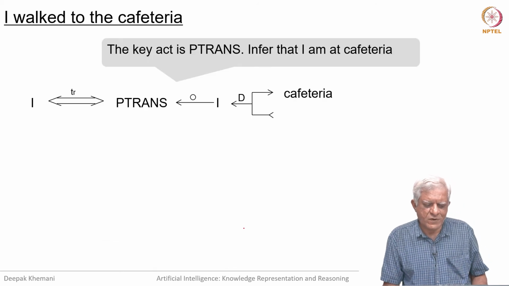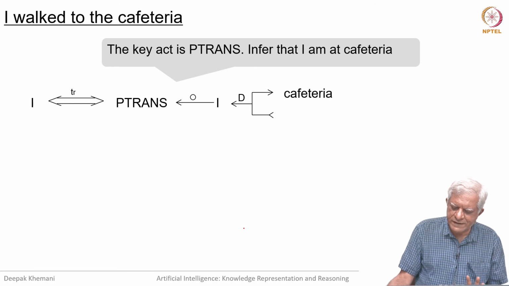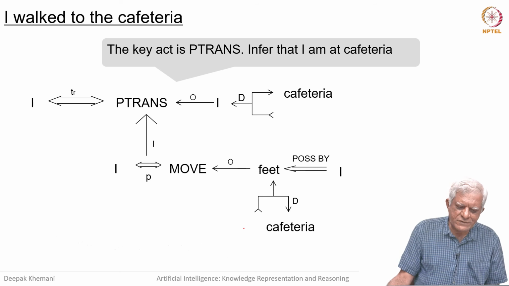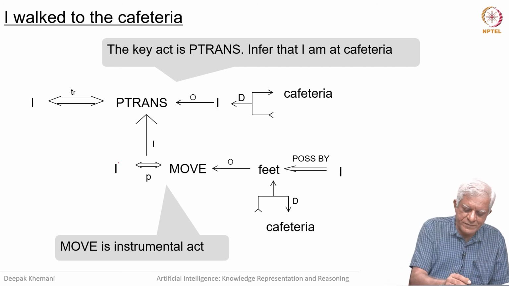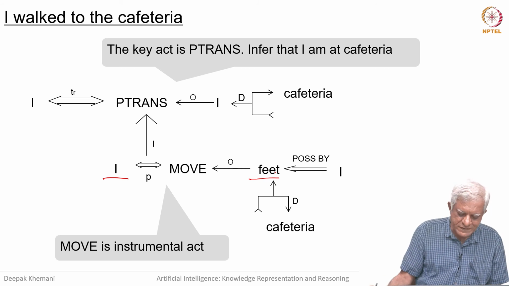So, if you want to say I walked to the cafeteria, the key act is P-trans and you must infer that I am at the cafeteria. So, I P-trans myself in the direction of the cafeteria. Because I use the word walked, there is an instrumental act of moving and I am moving my feet in the direction of the cafeteria.